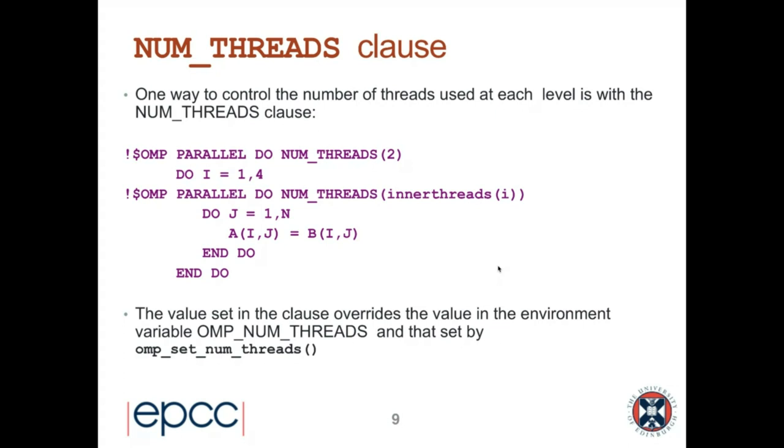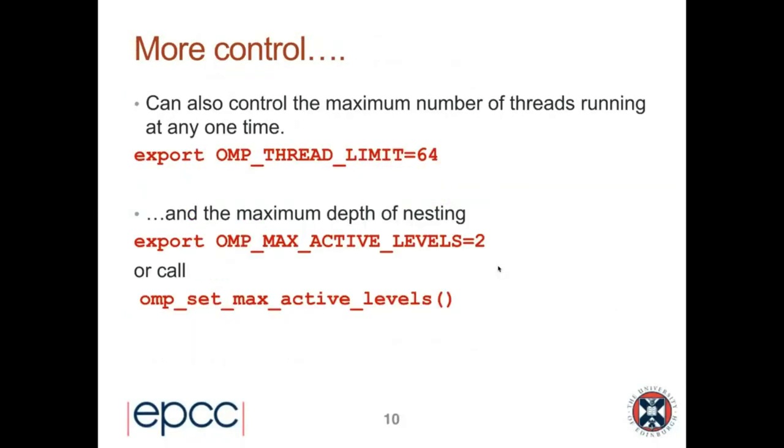So the order of precedence here is that if you use OMP set num threads, that overrides anything you set in the environment variable. If you have a num threads clause, that in turn overrides anything that was set in the internal control variable by OMP set num threads. So the clause takes precedence over the internal control variable, which takes precedence over the environment variable. So there's some more control that you can have here.